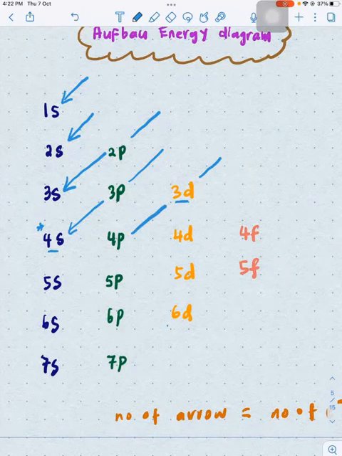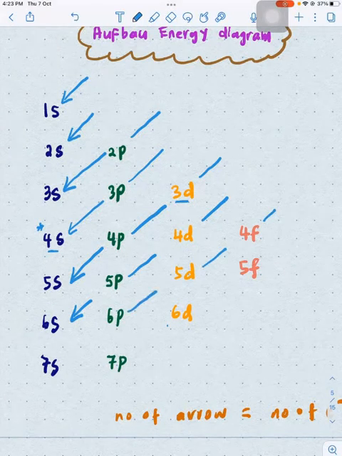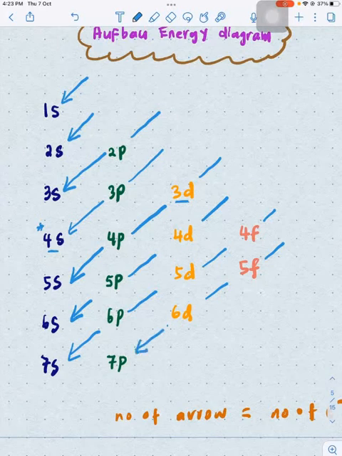So once you fill the d orbital with 10 electrons, 10 arrows, then you go to 4p, followed by 5s, 4d, 5p, 6s. And then followed by 4f, 5d, 6p, 7s, and 5f, 6d, 7p. So you just simply go with the flow, follow the arrows in their order.